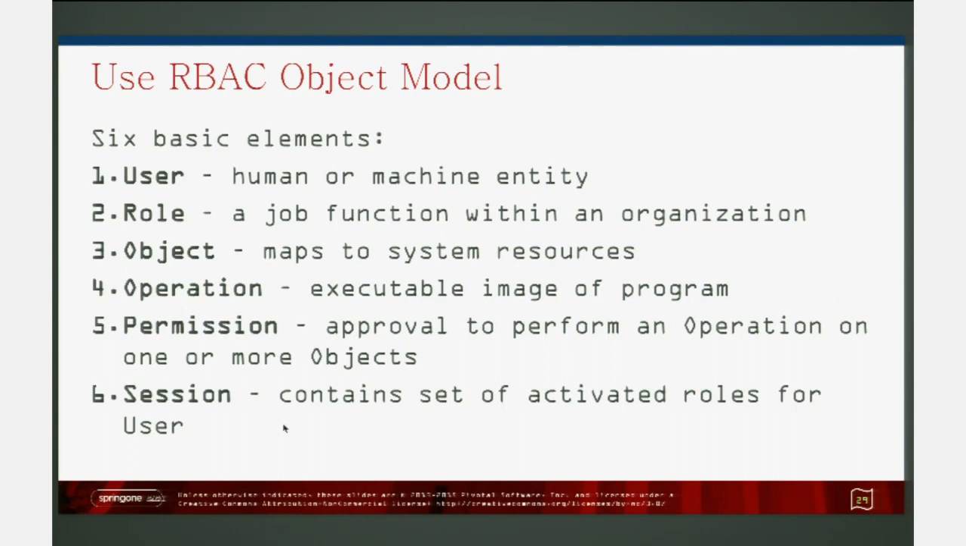The RBAC object model is very explicit about what's involved. There are 6 basic elements. We all know what a user is. Most of you probably know what a role is. A role is a many-to-many mapping between users and permissions. A permission is a mapping between an object, which is a runtime resource like a page or a file or a table, and an operation, which is an executable image of a program like add, update, delete, search. That combination's a permission, and that's what's granted to the role, and then the role is assigned to the user, and that's how the entitlements go across. I already talked a little bit about the session, but that's the context in which roles are activated.